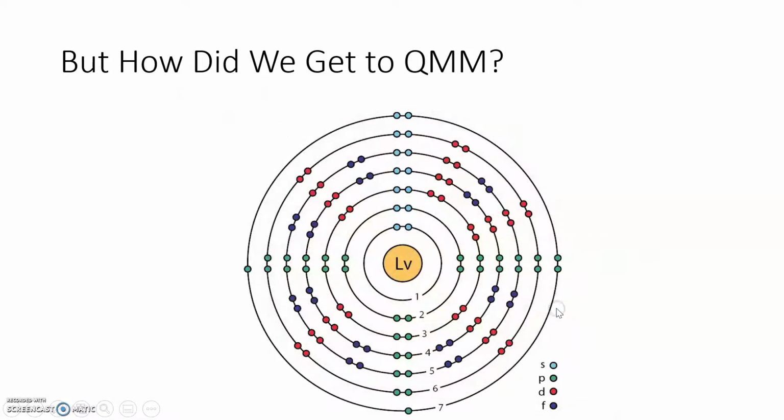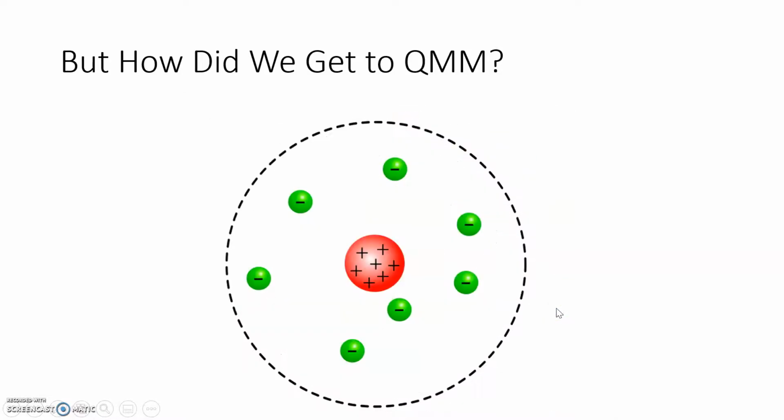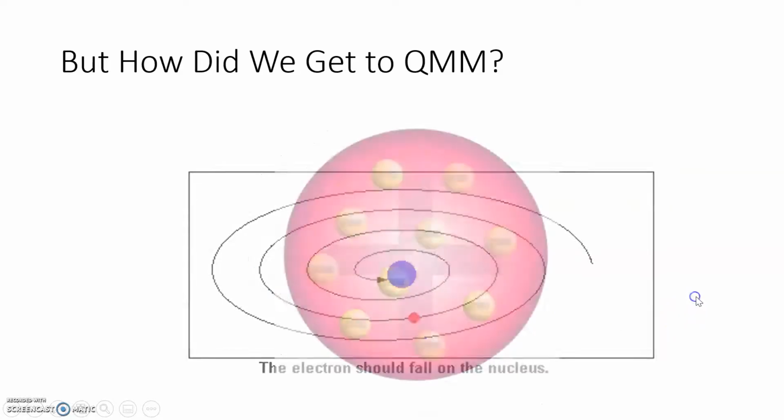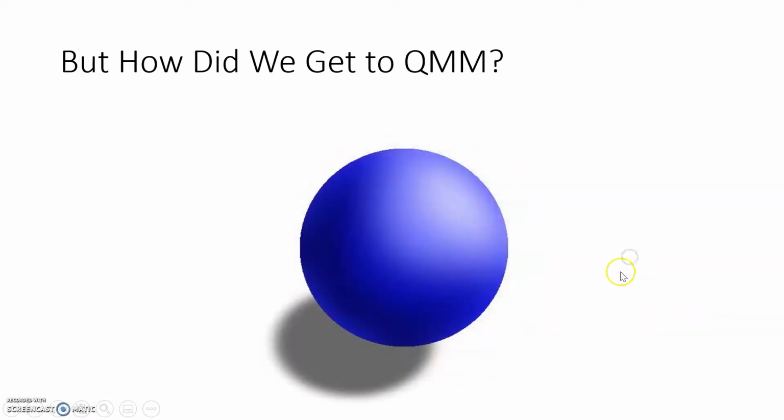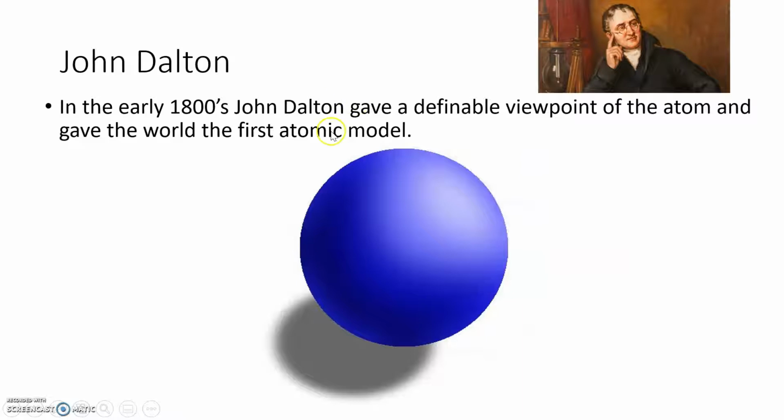So how do we get here? How do we get to that? Well, we have to rewind a little bit, go back through about 200 years of atomic history to this guy. So John Dalton gave us the first definable viewpoint of an atom, and it looked like a marble.